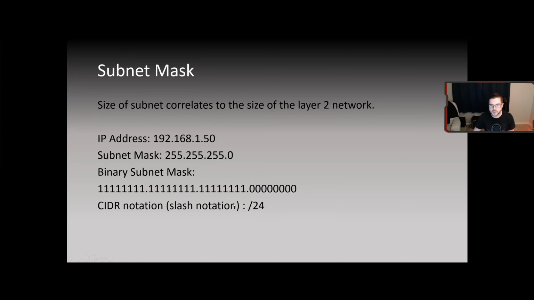Another way to look at your subnet mask is CIDR notation, which is the slash notation. So you'll see like 192.168.1.0/24. And what that means is 24 bits of your subnet mask are turned on. So these two are interchangeable for the subnet mask.